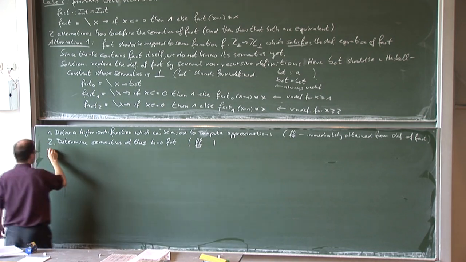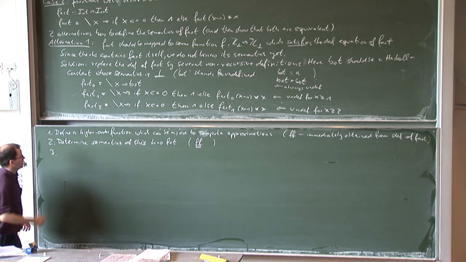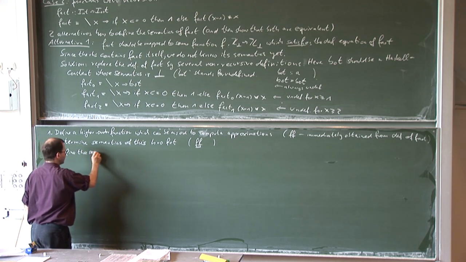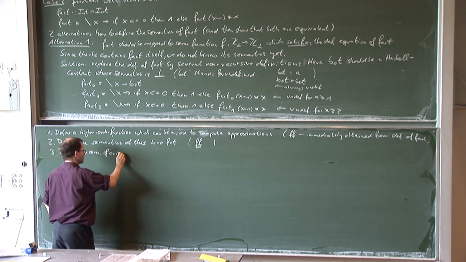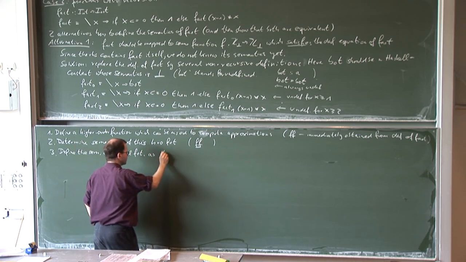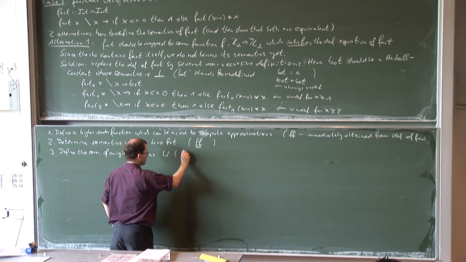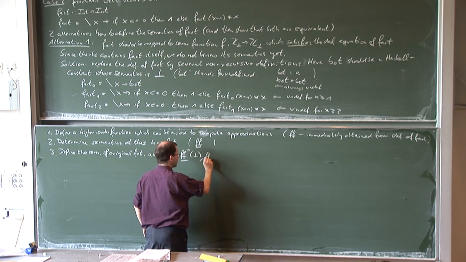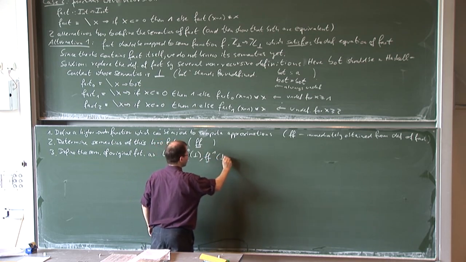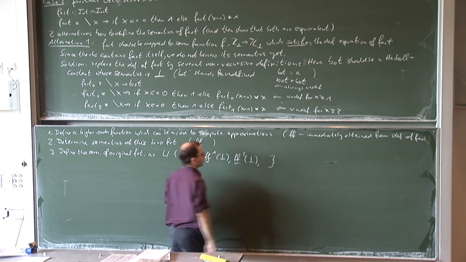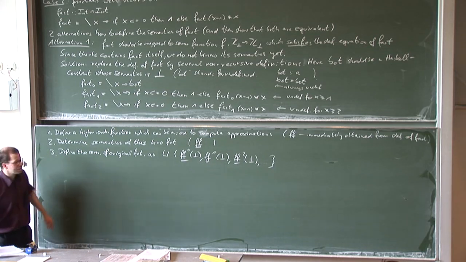And then the third step would be to define the semantics of the original function as the least upper bound of 0, applying this thing 0 times to the undefined function, 1 times to the undefined function, 2 times to the undefined function, and so on. Now in our example, maybe we should write down this ff underlined.